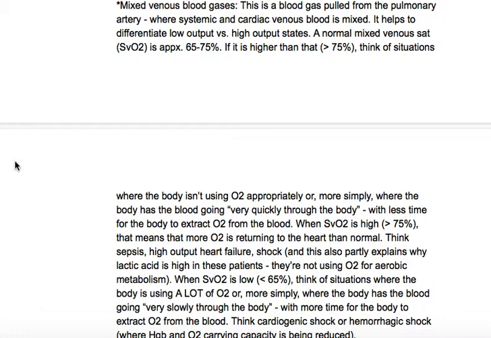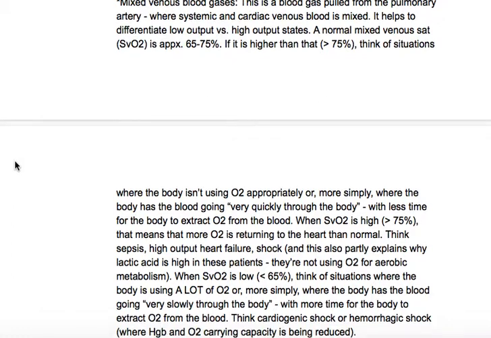And if you guys have any questions on this or it doesn't make sense, I'd be happy to reach out to him and have him educate us on it a little more. So a mixed venous blood gas should be obtained from the Swan, not from a central line or any other area of the body. The reason they have a mixed venous gas in the Swan is because it's a blood gas pulled from the pulmonary artery, where both your systemic and cardiac venous blood is mixed. So it really helps us differentiate low output versus high output states of the heart.